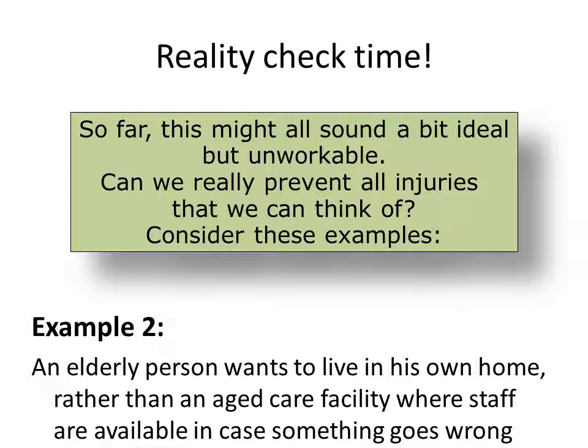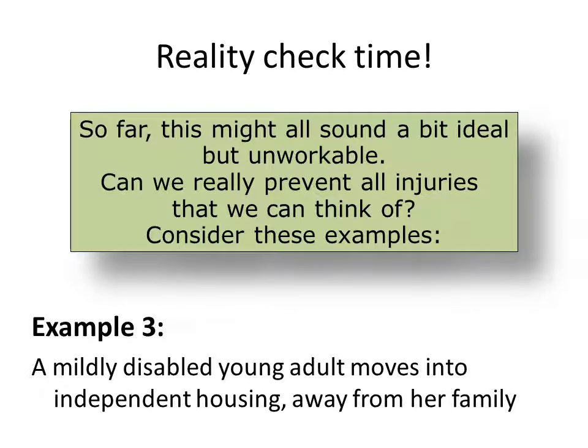Another example: an elderly person wants to live in his own home rather than going to an aged care facility. Perfect duty of care would be saying, no, you might harm yourself, something bad might happen, we're going to put you in an aged care home because we've got the power to do that. Or another example would be a mildly disabled young adult who moves into independent housing away from her family. That might be great for her, but I don't want it to just be about being scared of being sued. Remember the trap we fall into of talking about the law? If we're concerned about our duty of care, then we could say, no, you're staying with your family because we can keep you safer that way. Clearly, it's not just unworkable, it's actually really bad for our clients.